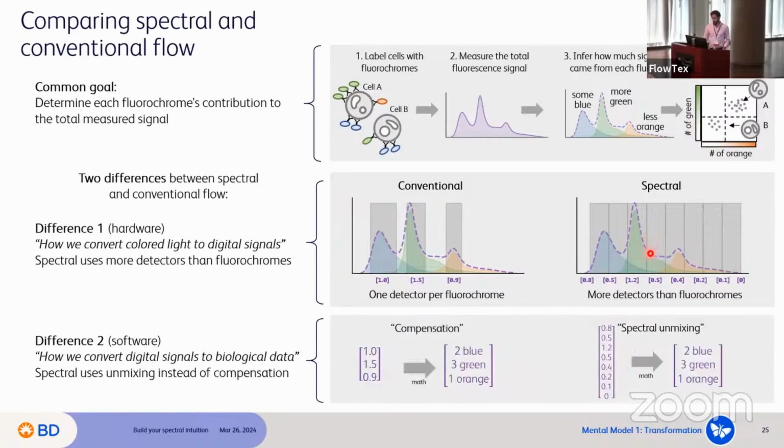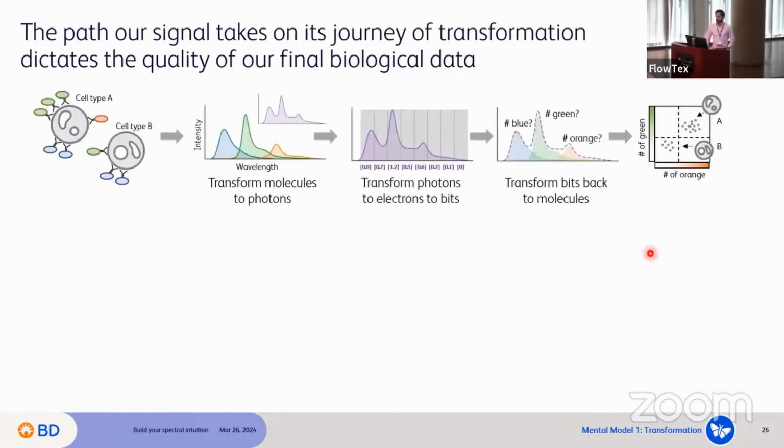And finally, on the software side, we're going to use different math to go from whatever set of digital intensity measurements to something that's more in kind of molecular units that I care about. So in conventional flow, we call that compensation. In spectral, we call it spectral unmixing. And the details there are not interesting, and we're going to talk about them later, so you can look forward to that. Okay, but the important thing is not the steps that go in.